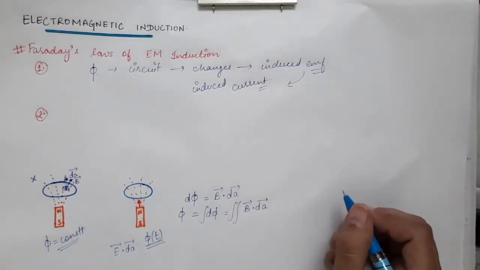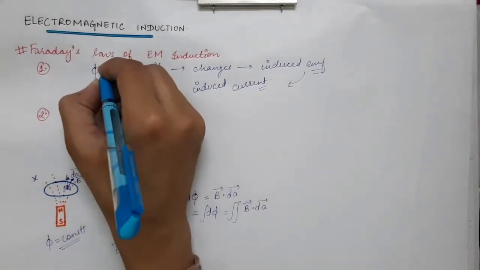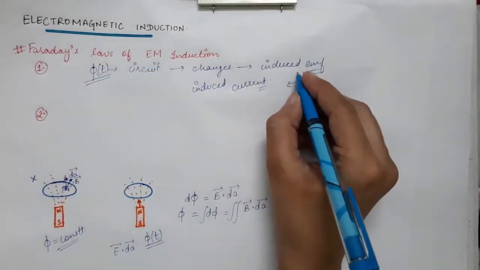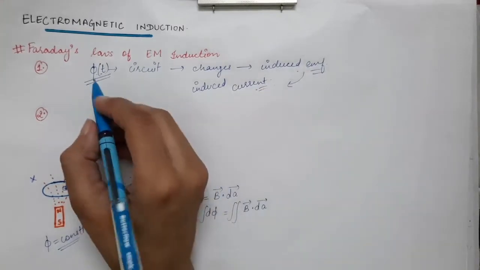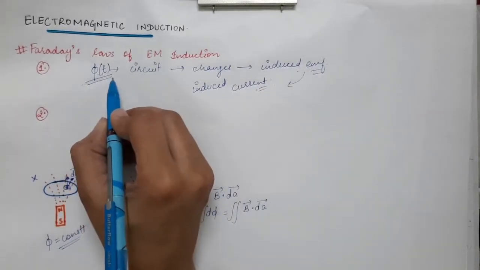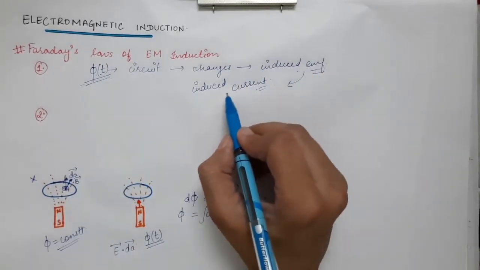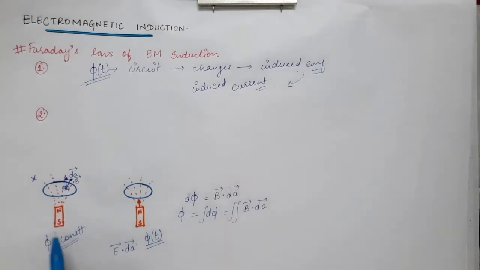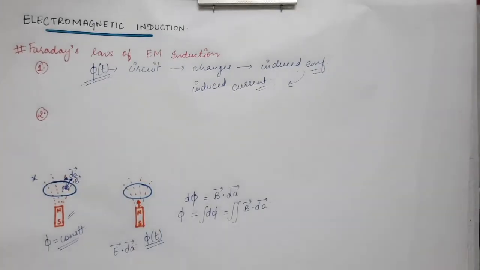And as long as you have this change in magnetic flux, there will be induced EMF and hence there will be induced current in the circuit. But if the magnetic flux stops changing, meaning it becomes constant, then there will be no induced EMF and current will become equal to 0. So that will be the same as this situation. If the magnetic flux linked with the circuit becomes constant, induced EMF will be equal to 0 and there will be no current inside the circuit.